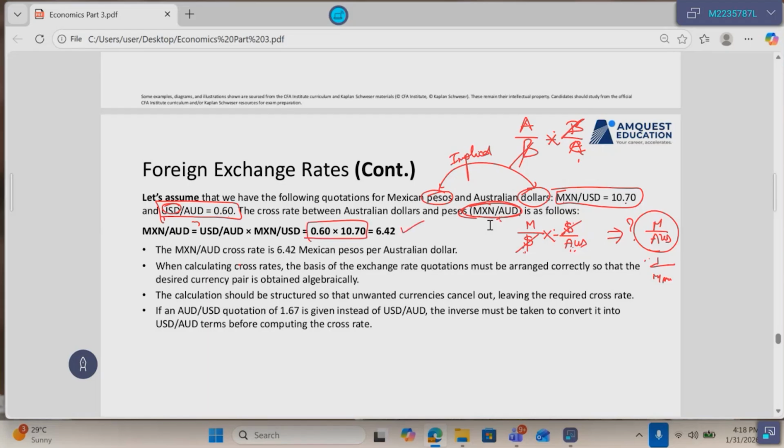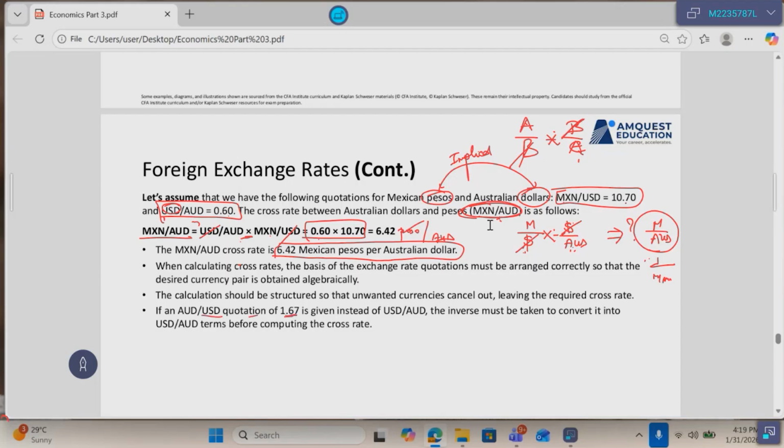Some people by mistake do 10.7 divided by 0.6. Wrong answer. It has to be 10.7 into 0.6 because only then the dollar cancels and you're left with Mexican upon Australian. Here, what is 6.42? It is Mexican peso to Australian dollar. So it is how much pesos you have to pay per Australian dollar. So don't just learn the formula and the sum solving, learn the interpretation also. So cross rate is done by a common currency.